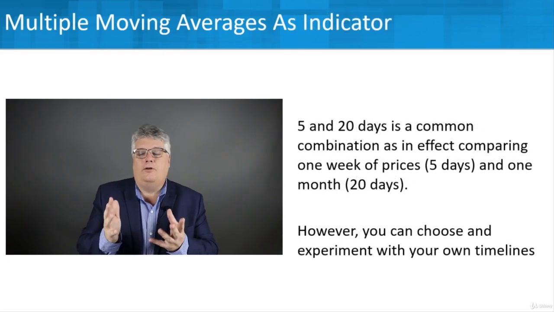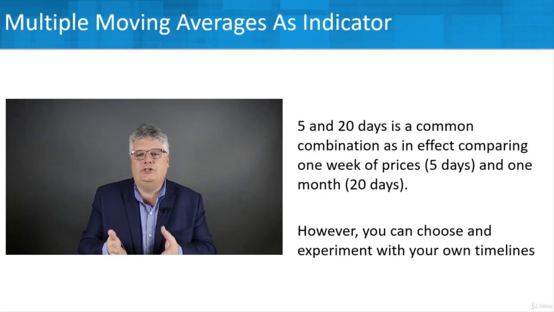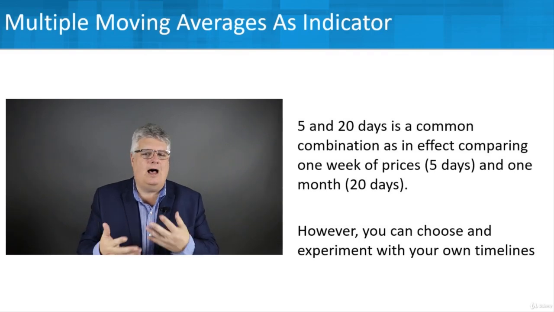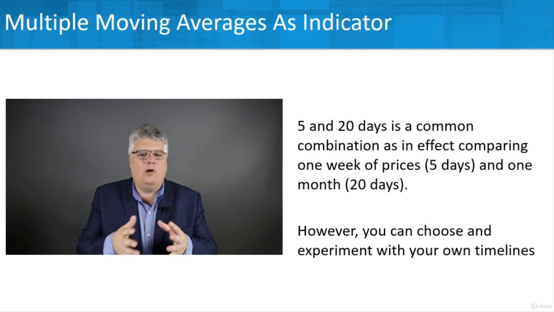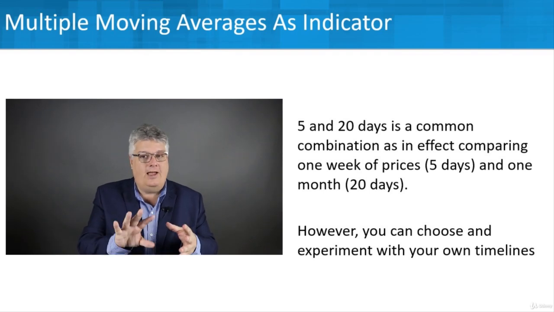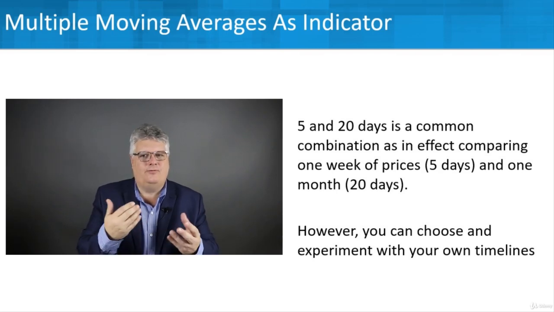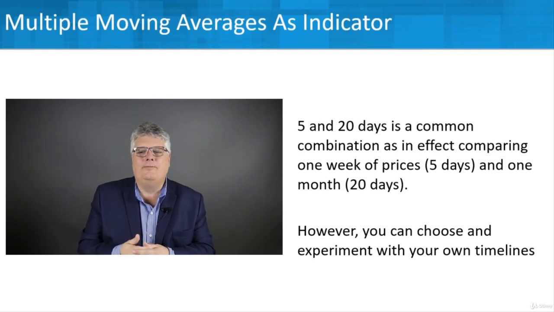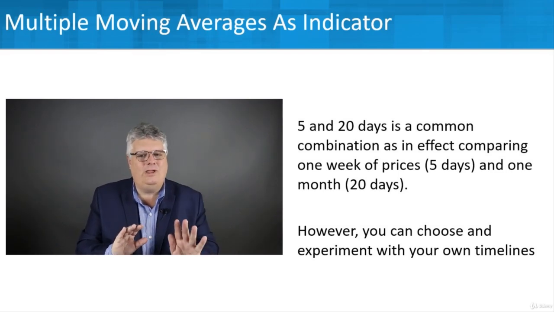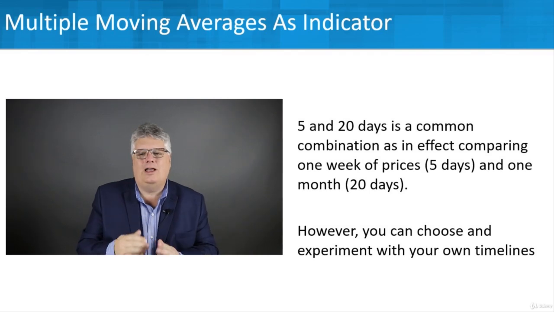So for example, a real common combination is a 5-day moving average and a 20-day moving average. You can see they're shorter time frames. In effect, you're comparing 1 week of prices, 5 trading days, and 1 month of trading prices, or 4 weeks times 5 is 20 days, as markets are open 5 days a week and closed 2 days a week. So that's a common way where you're looking at a week versus a month, and are they crossing over?